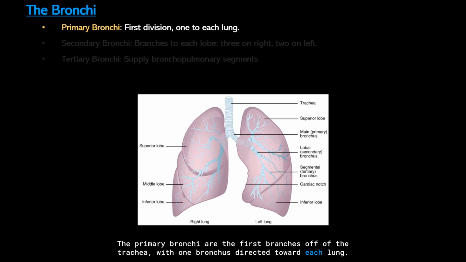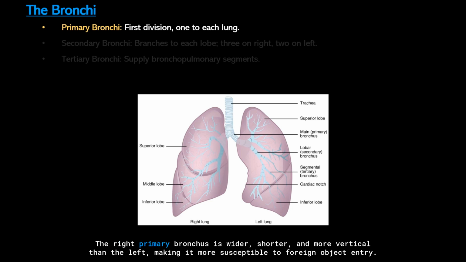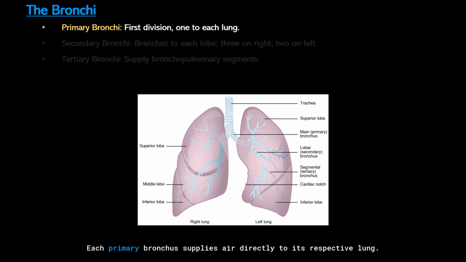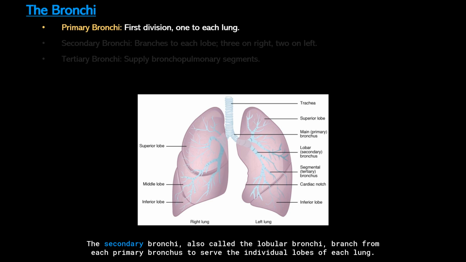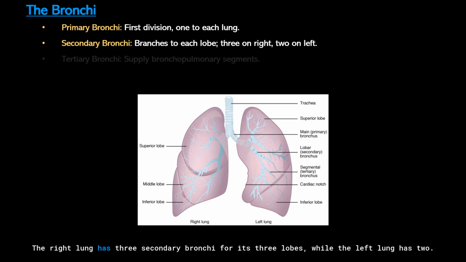The right primary bronchus is wider, shorter, and more vertical than the left, making it more susceptible to foreign object entry. Each primary bronchus supplies air directly to its respective lung. The secondary bronchi, also called the lobular bronchi, branch from each primary bronchus to serve the individual lobes of each lung. The right lung has 3 secondary bronchi for its 3 lobes, while the left lung has 2.